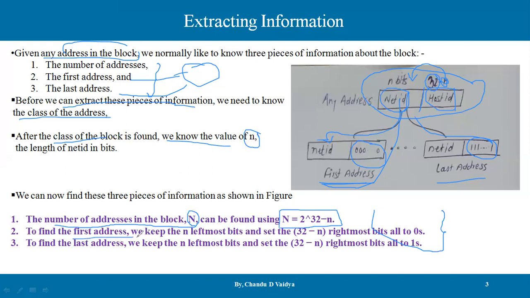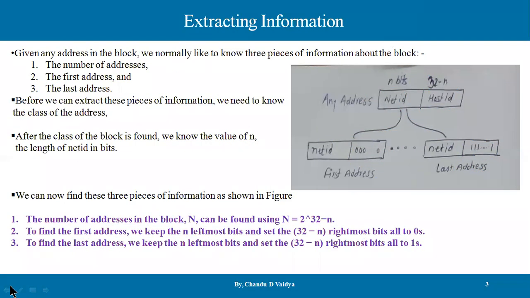To find the first address, we have to keep the n leftmost bits as they are. If there is an IP address, this is the left hand side and this is the right hand side. We keep the n leftmost bits as they are, whatever the value of that given IP address is, and set the 32-n rightmost bits to 0. We can get the first address this way, as I already told you. And second, to calculate the last address, we keep the net ID as it is, and we set all the right hand side bits to 1, so that we can calculate the last IP address.